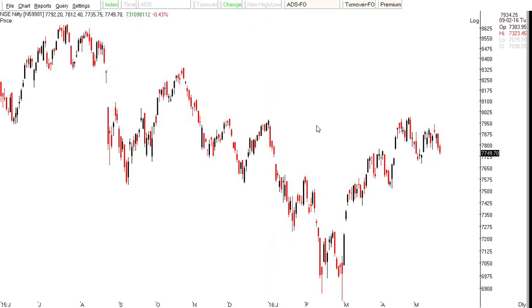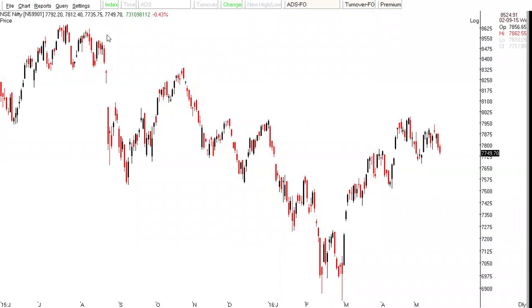This concept of relative strength comparison can be implemented in any software. Once you understand the concept, be it on Metastock or AmiBroker or most of the software that we have, you'll be able to implement it. So let's see. This is the daily chart of Nifty.